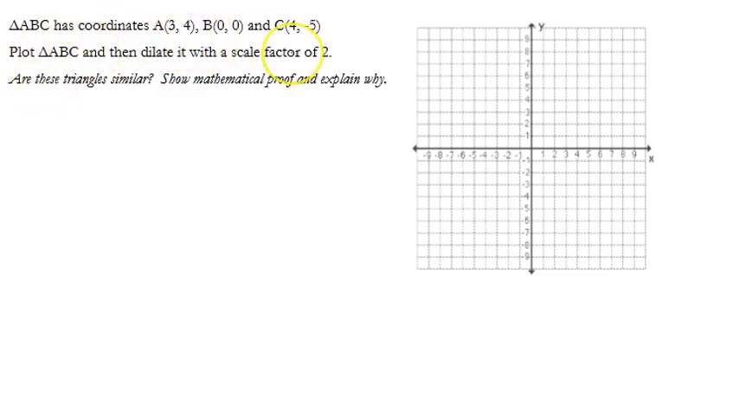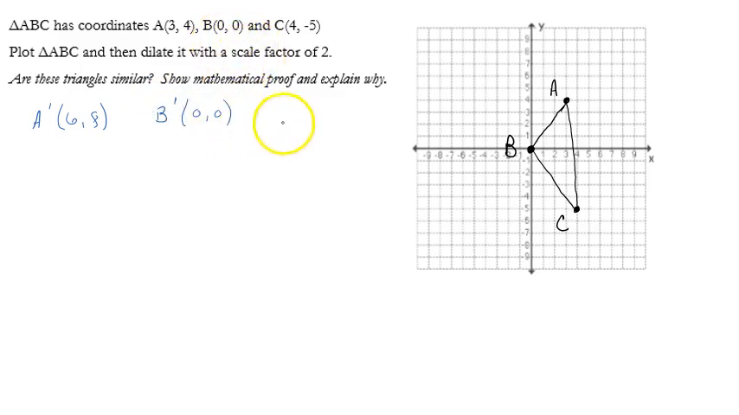They gave us the coordinates for A, B, C, so we go ahead and we plot that. So we make sure that we're very accurate with where we plot those points, and we label them A, B, and C. Next, we're going to dilate with the scale factor of 2. That means I'm going to multiply each of my three coordinates by 2. So A prime moves to (6, 8). B prime stays at (0, 0), because 0 times 2 is 0. And C prime moves to (8, -10). Then we go ahead, plot, and label those points as well.